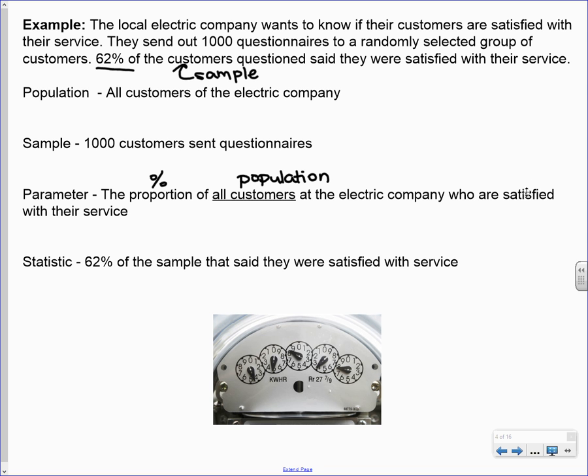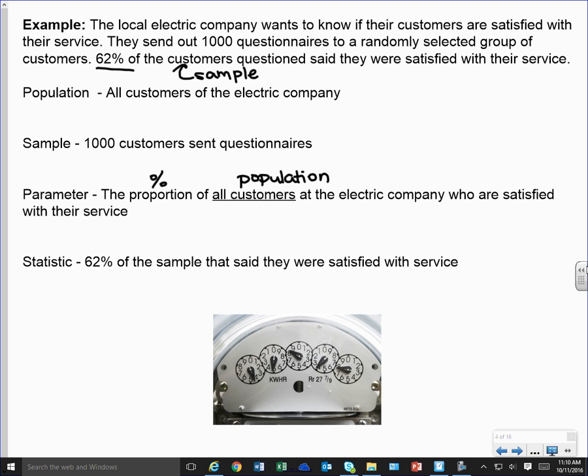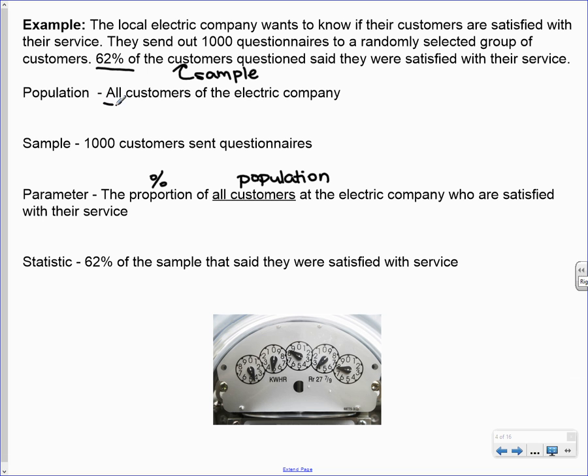Okay, so let's look at just a basic example where we're trying to identify the sample in the population. So a local electric company wants to know if their customers are satisfied with their service. They send out 1,000 questionnaires to a randomly selected group of customers. 62% of the customers questioned said they were satisfied with their service. So the population that we want information about is all the customers of this electric company. Usually when we're talking about the population, we're going to have the word all in there. So here we're talking about all customers of the electric company.